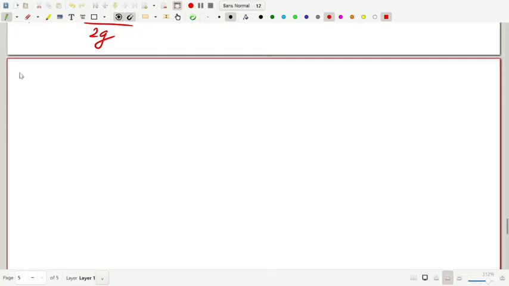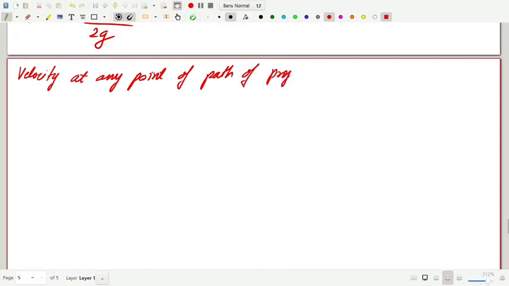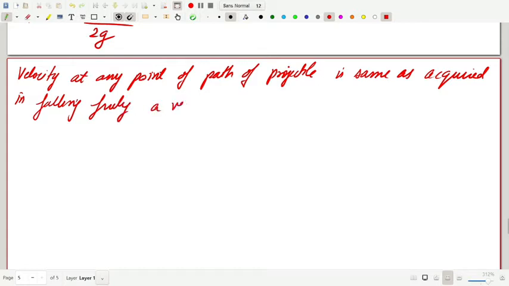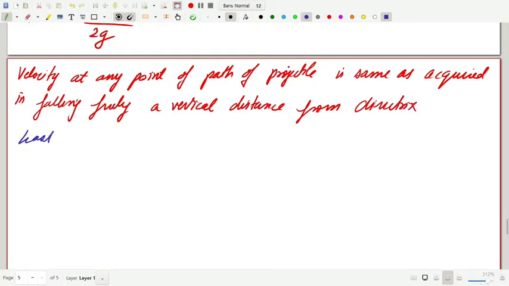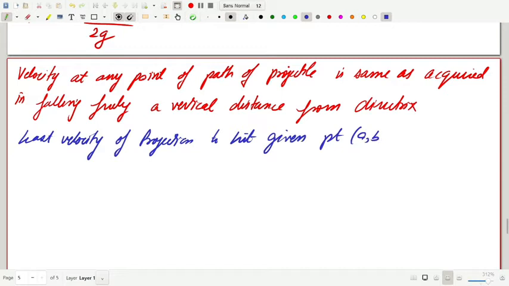We also have a property that the velocity at any point of the path of the projectile is the same as that acquired in falling freely a vertical distance from the directrix. The least velocity of projection to hit a given point (a, b) is under root g times b plus under root a square plus b square.